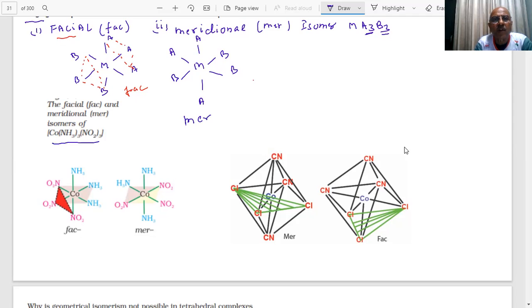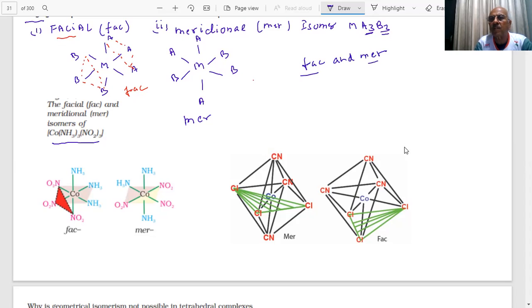Cis or trans? This is called trans, students. This is a cis form of it. Same groups are on the same side. So here is the FAC form, students: 3NO2, 3NH3 on the same side. And if I change this, I bring it here, and then this one I change, and the rest of these I put, then I get mer. So FAC and mer isomers are very important, students, in the exam.